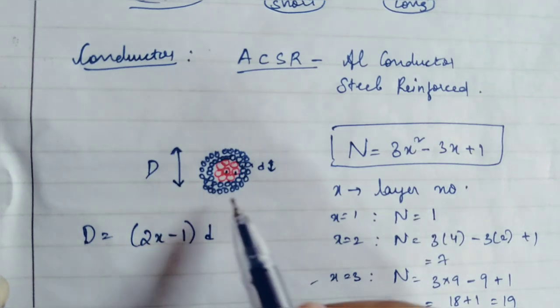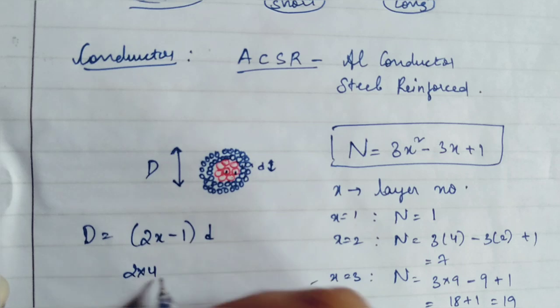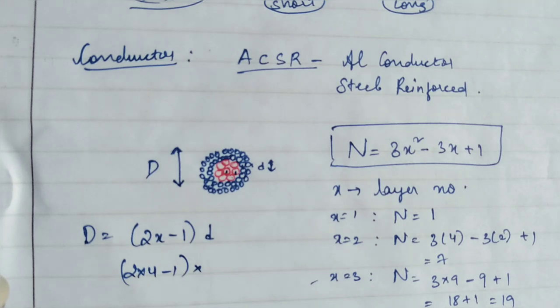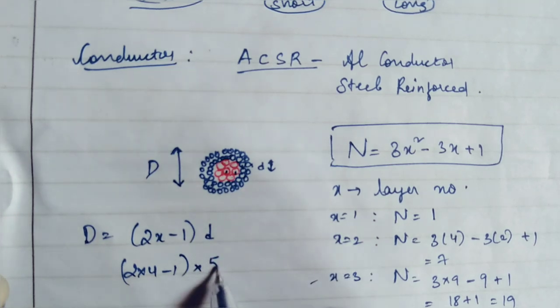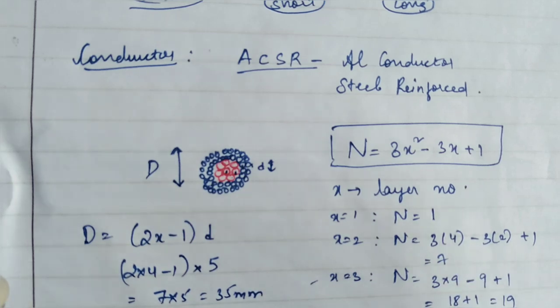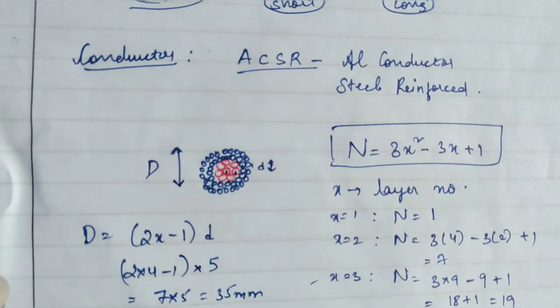Suppose in this number of layers is 1, 2, 3, 4, so 2 into 4 minus 1 into, let us think the diameter of each wire as 5 mm, so let it be 5 mm. So the total will be 7 into 5, which is 35 mm. So for a 4 layer conductor of each diameter of 5 mm, the conductor total diameter will be 35 mm.